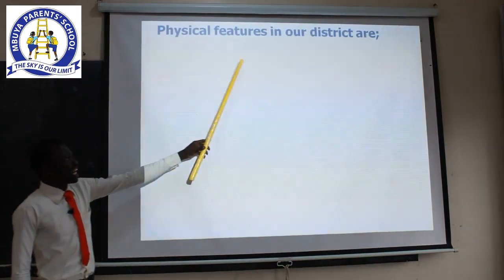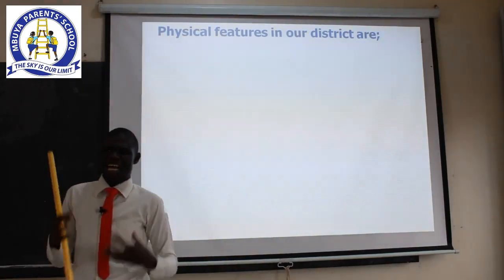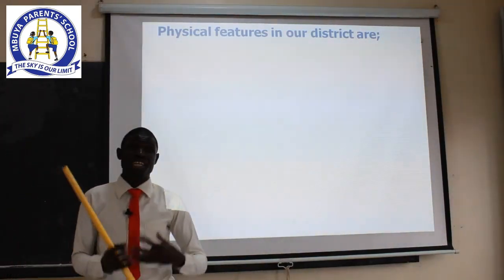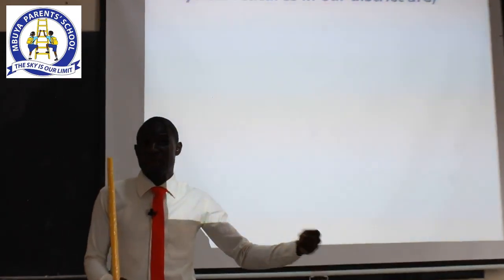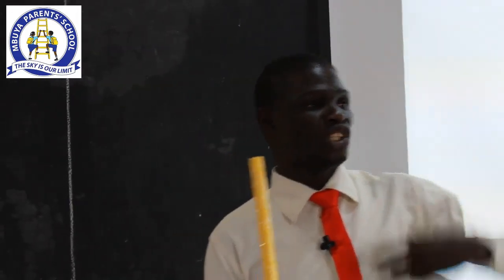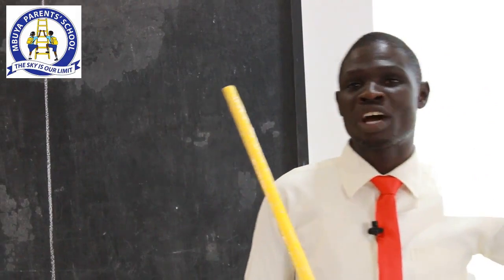Now, physical features found in our district. For me, I am here in Kampala. Our school is found in Kampala district, and in Kampala we have different physical features. But maybe the physical feature that is found in Kampala is not the physical feature that is found in Mbarara. I may be having a lake here when a lake is not in Arua. I may be having a hill here when there is no hill. Do not say that there are no physical features in Arua. They are there, but their examples differ according to the place where you are.